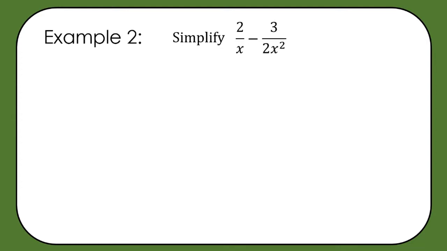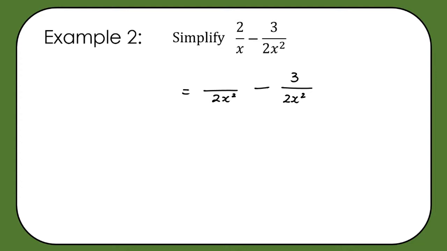Okay, so second example, here we have x's in the denominator, but the process is the same. We want to think about a common denominator. What's a term that both x and 2x squared go into? And in this case, our common denominator is going to be 2x squared. So we want to write both fractions over 2x squared. We don't need to change the second fraction.